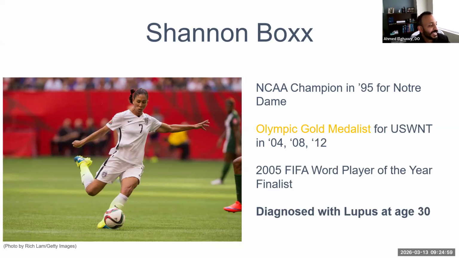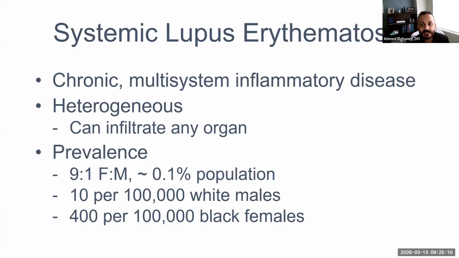So as you can see, again, having lupus does not necessarily mean you can't compete and do well, but it is really important to know that our athletes are not immune to developing these autoimmune conditions. Lupus is very much a chronic multi-system heterogeneous disease. It's really hard to list just one thing that lupus can cause because it can cause almost anything.